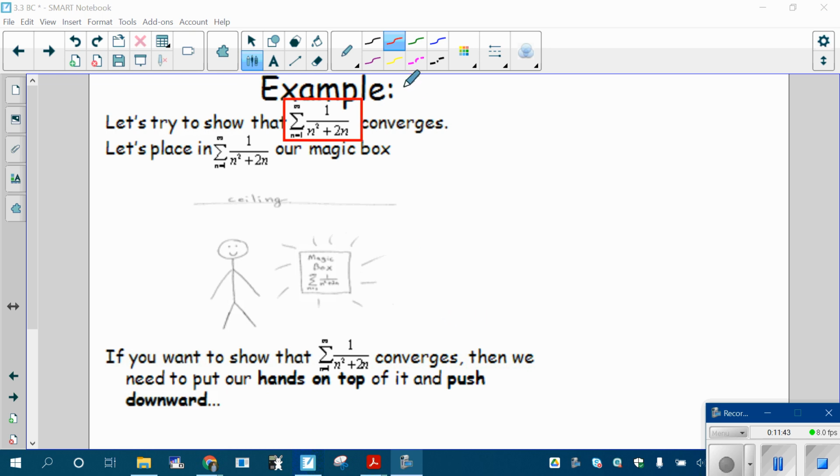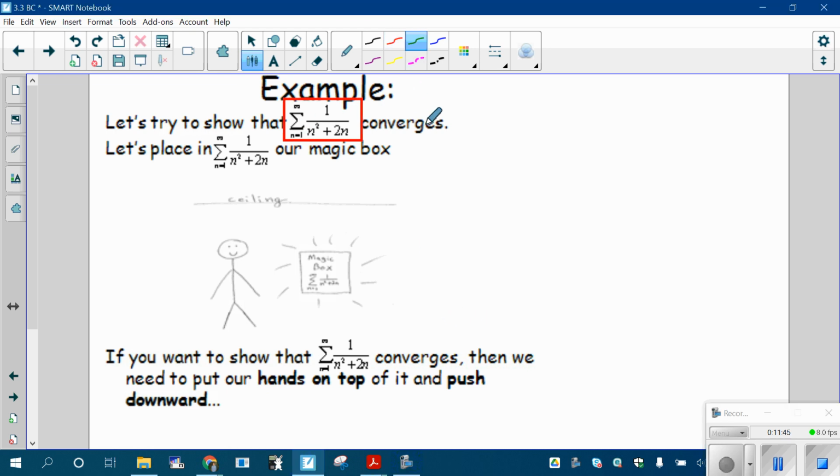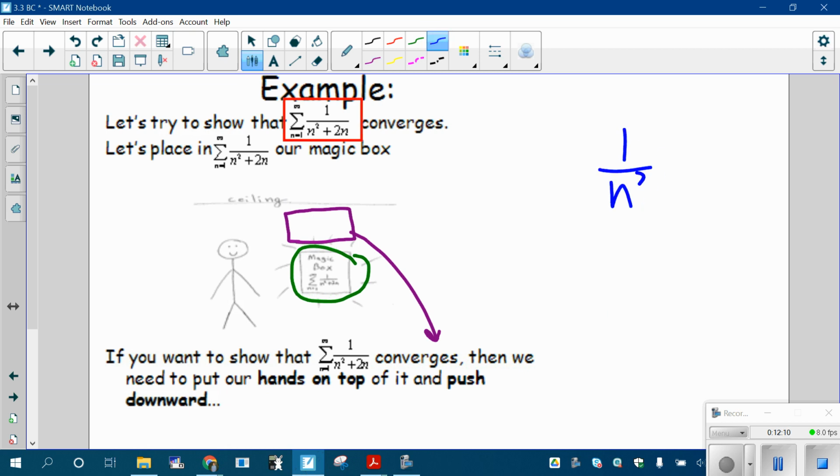Let's try and show that this series converges using this idea. Here's the series we're trying to determine if it converges or diverges. We think it converges. We need to think of a series that's going to be on top of it and that goes to the ground, that converges. Something that I know converges that kind of looks like that is 1 over n squared. That's a p series, p is 2. I know that converges. So I'm confident that this converges.